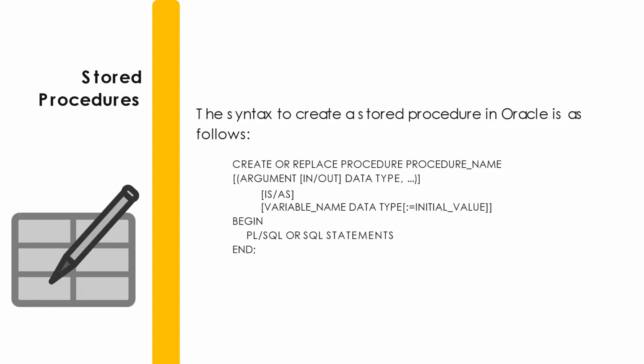IN or OUT indicates whether the parameter is for input, output, or for both. The data type is one of the procedural SQL data types used in RDBMS. The data types normally match those used in the RDBMS table creation statement. And variables can be declared between the keywords IS and BEGIN. You must specify the variable name, its data type, and optionally an initial value.